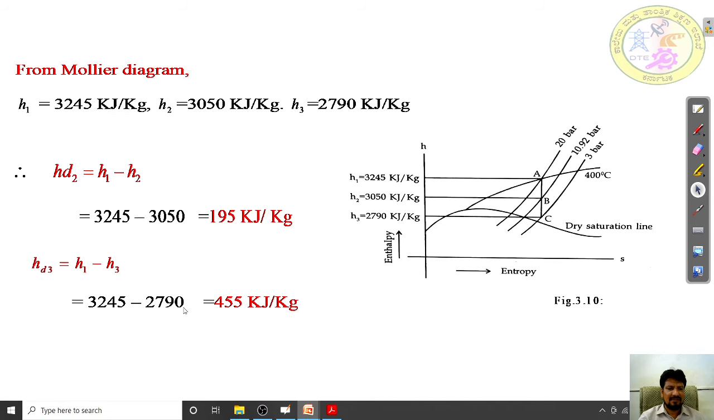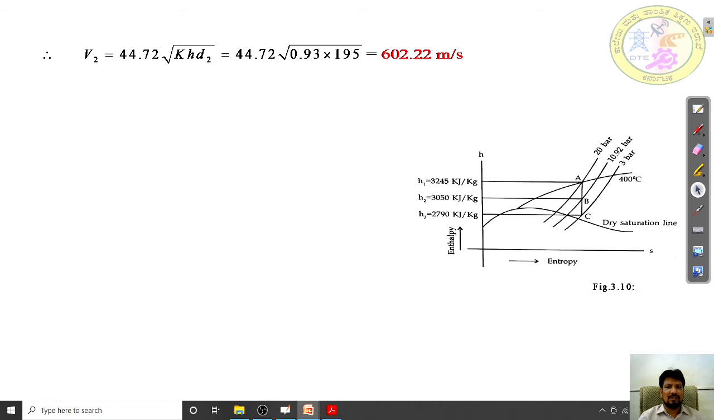So taking the difference of this, you will get 455 kilojoules per kg. So here we know both the enthalpy values. Now we know the values of HD2 and HD3. HD2 is 195 and HD3 is 455 kilojoules per kg.